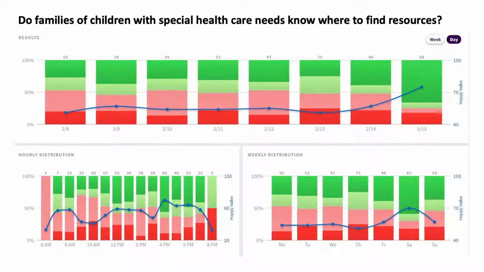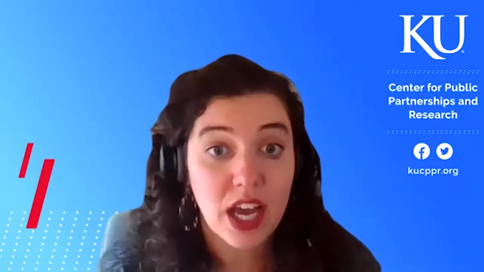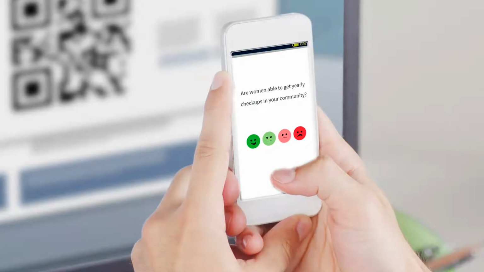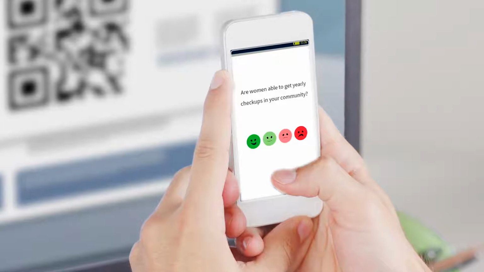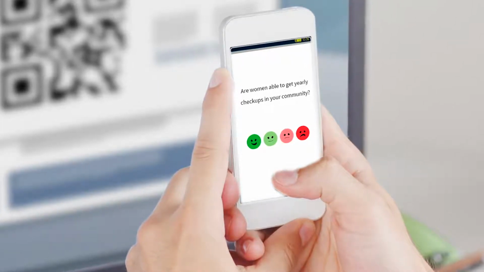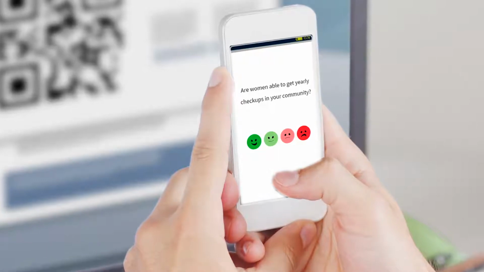The kiosks also have a touchless option where a QR code or a URL link can be accessed via personal device to answer the question on the kiosk. So there is also the capacity to answer a kiosk question without actually touching the kiosk.